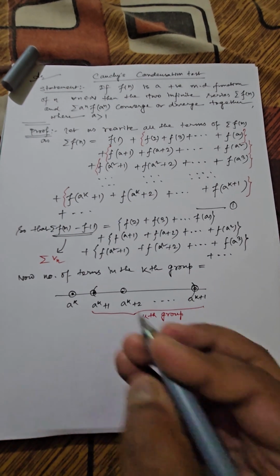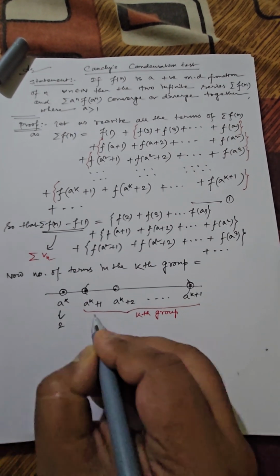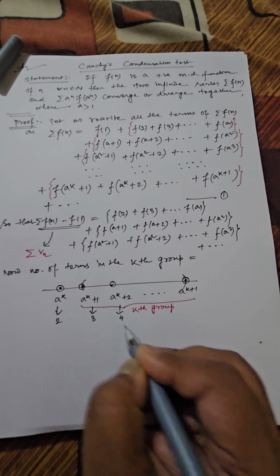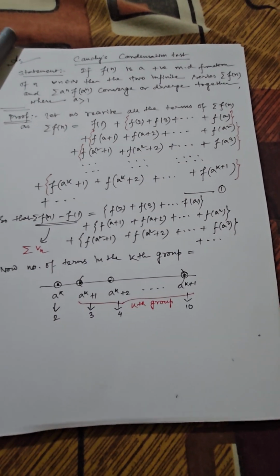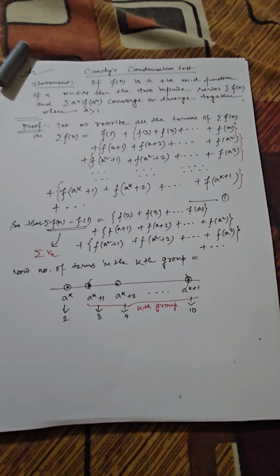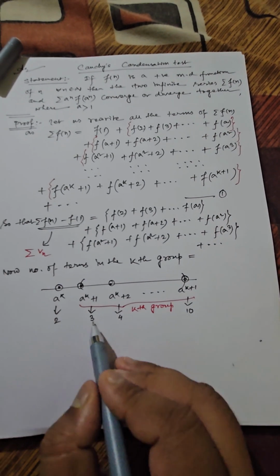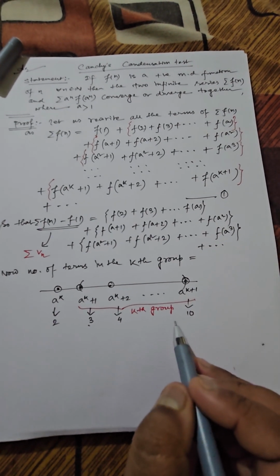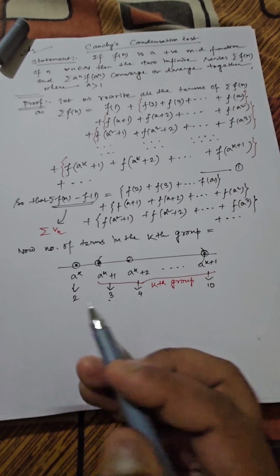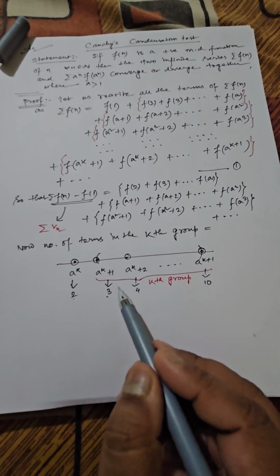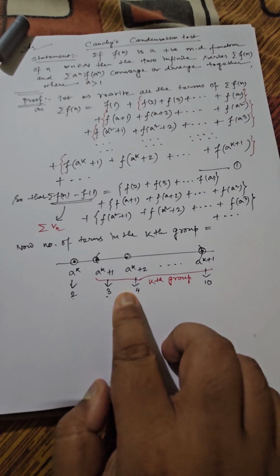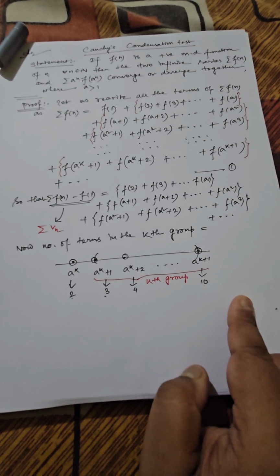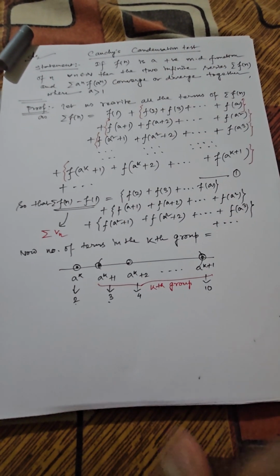Now suppose I ask you, say this one is 2, this one is 3, this one is 4, this one is 10, then how many terms are there? If you simply say that 10 minus 3, that means 7 terms are there, it is not like that, because after 2 you have started from 3. So just count 3, 4, 5, 6, 7, 8, 9, 10. So how many terms are there? Actually there are 8 terms.